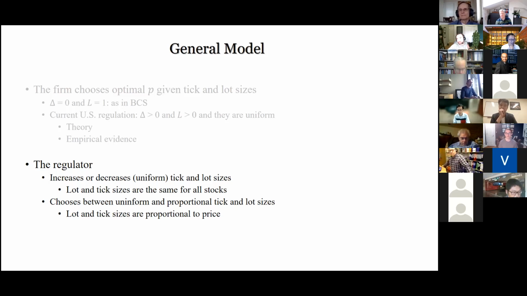Maybe it makes sense to finish and then get into a big discussion. Okay, great. Now let's go back to Pete's point about the regulator. First, let's talk about the US regulator. Let's say we have uniform tick and lot sizes.